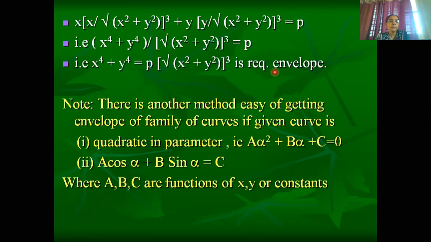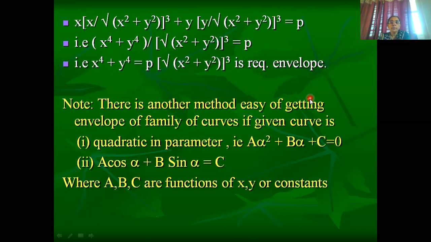So you get x into (x upon root x square plus y square) whole cube, the cos cube alpha, plus y into (y upon root x square plus y square) whole cube, the sin cube alpha, is equal to p. Simplify and bring this denominator to this side. We get x raised to 4 plus y raised to 4 equal to p into (root x square plus y square) whole cube. So this is the required envelope. Yes, I hope you follow the examples of how to get the envelope of a family of curves with one parameter.